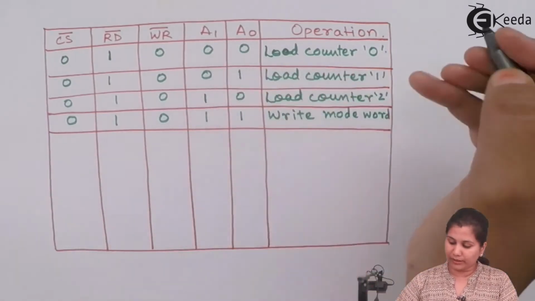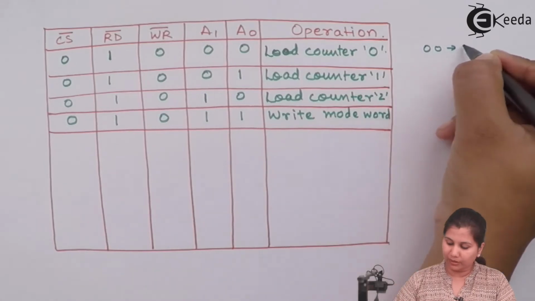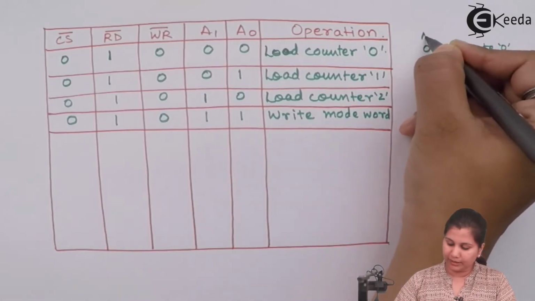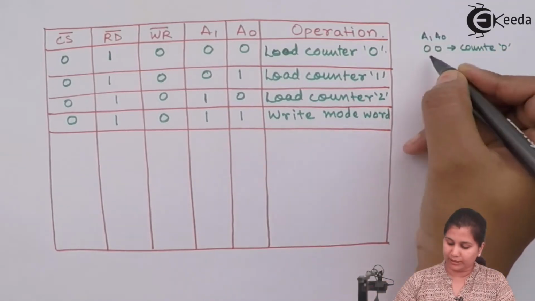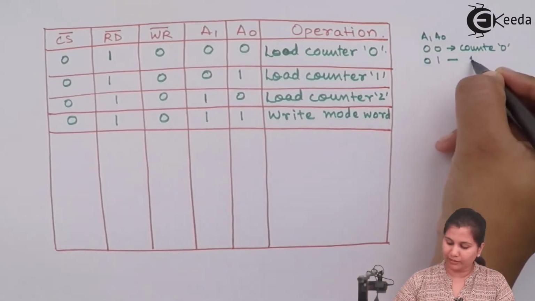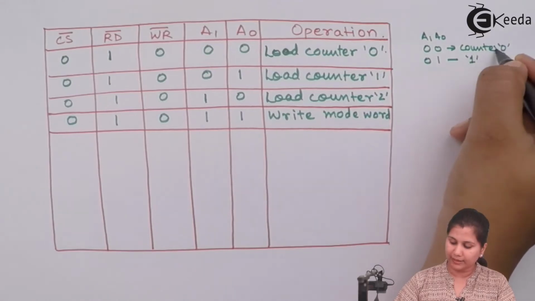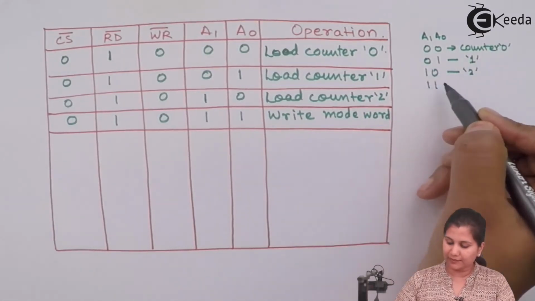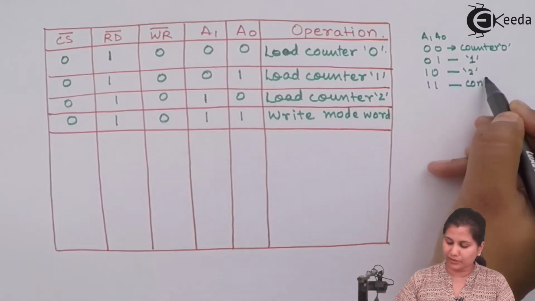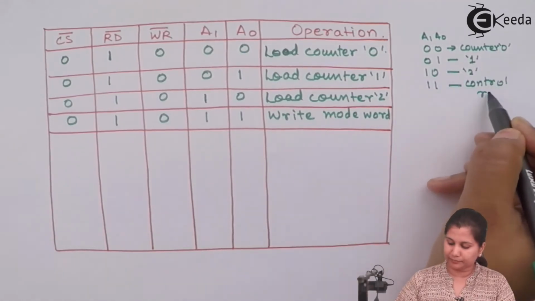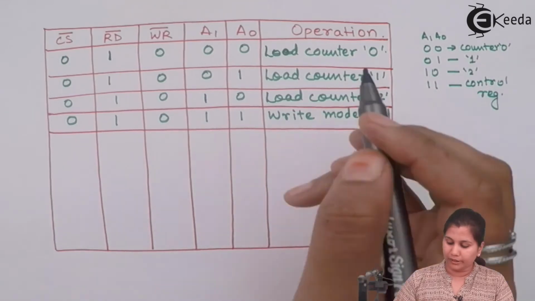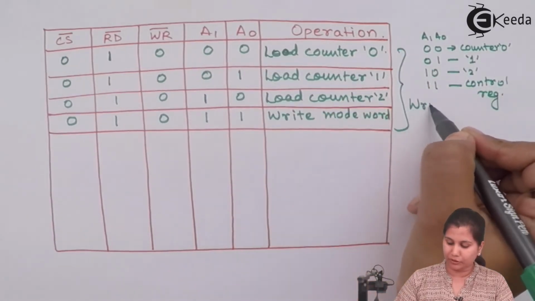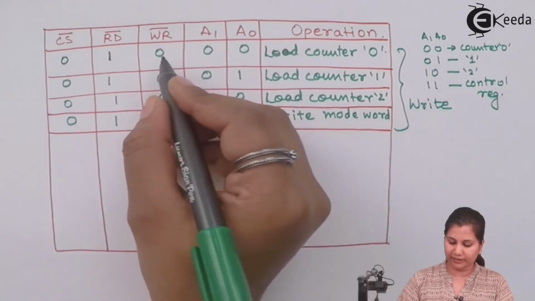So 0 0 basically selects counter 0, if this is the value of A1 and A0. If it is 0 1, then the first counter is selected. If it is 1 0, then the second counter is selected, and if it is 1 1, then the control register is selected. Now these four operations are the write operations, because the write signal is activated here.